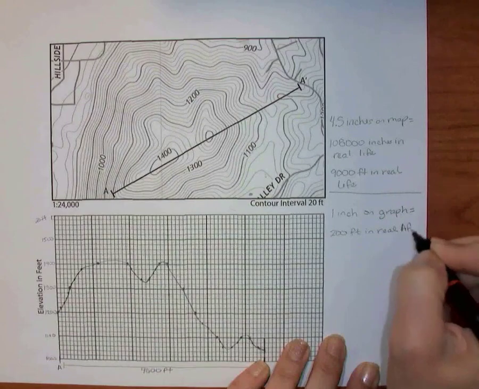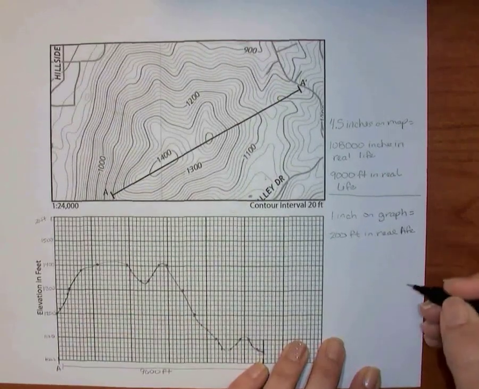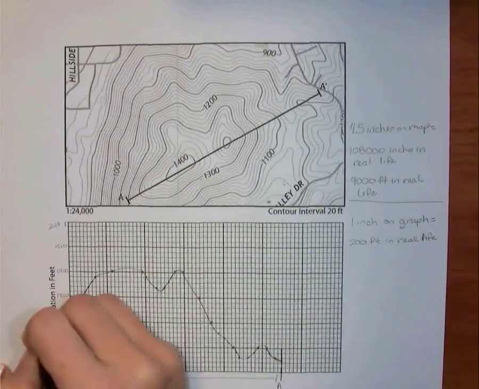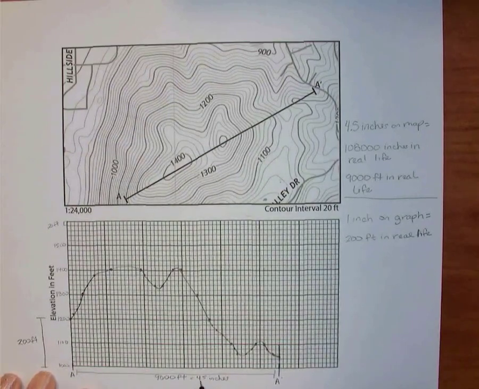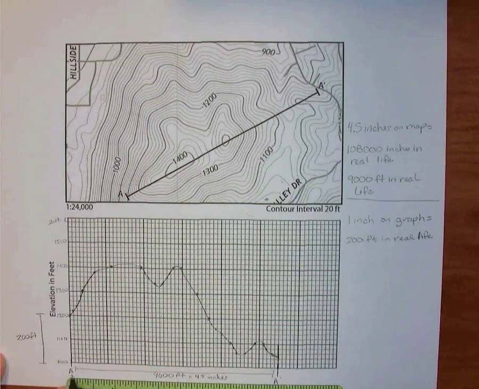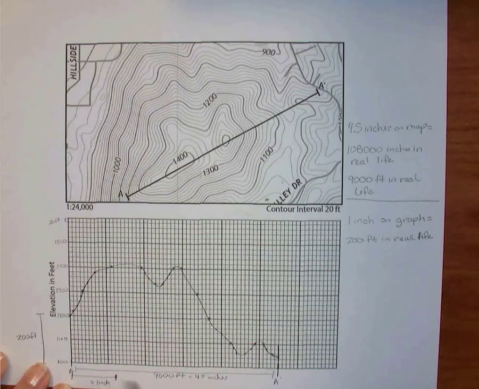And remember, we're talking about horizontal distance across the map. Here we're talking vertically on our graph there. So if we know that 1 inch on the graph is 200 feet, so I can do that here. So this is 200 feet. It's going to be really helpful to know what 1 inch across here represents. So if we know that 9,000 feet is 4.5 inches, what we really want to know is what 1 inch equals. So we would want to measure across here. There's our 1 inch mark. So that's 1 inch. So how many feet is that?